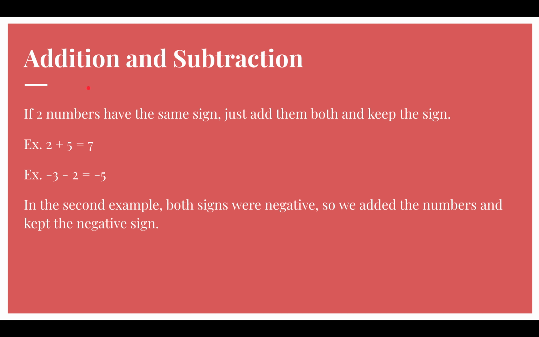Addition and subtraction. So if two numbers have the same sign, we can just add them both and keep the sign of the two numbers. For example, +2 plus +5 is +7. And our second example is -3 minus 2 is equal to -5. Now let's look at the second example. So we have two negative signs, so we're just going to add the numbers, and we keep the negative sign because both of the numbers have that sign. And our final answer is -5.